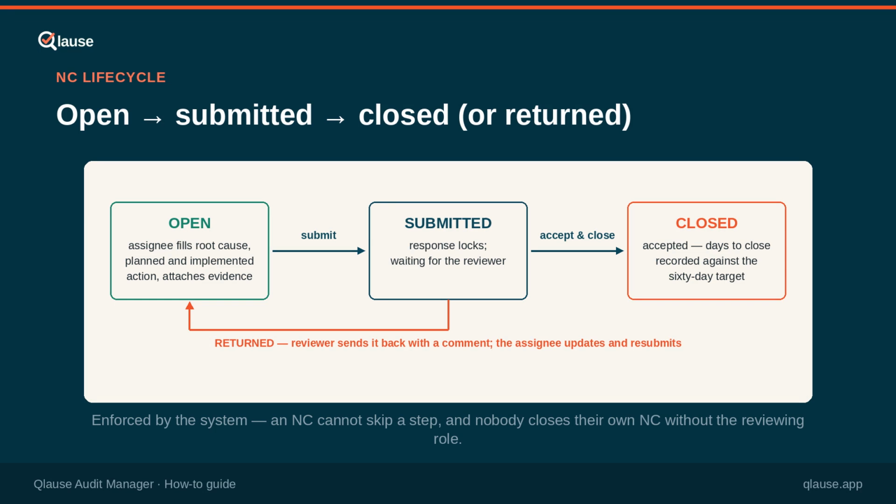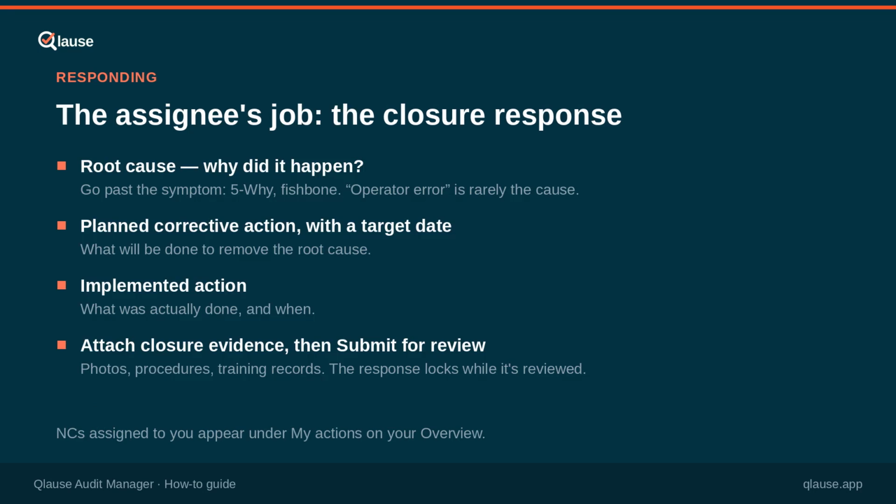These rules are enforced by the system itself. An NC can't skip a step, and nobody can close their own NC unless they hold the reviewing role. If an NC is assigned to you, it appears under My Actions on your overview the moment you sign in. Open it and work through the closure response. First, the root cause. Why did this happen? Go past the symptom. Use 5 why or a fishbone if it helps.